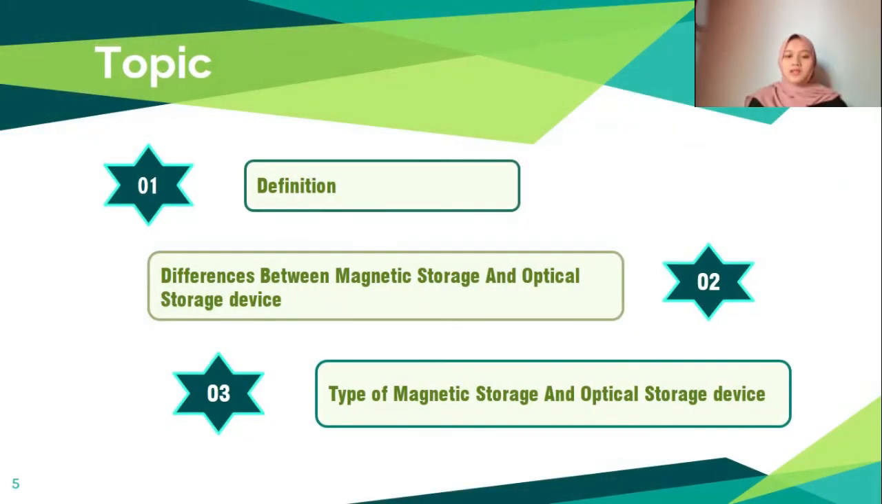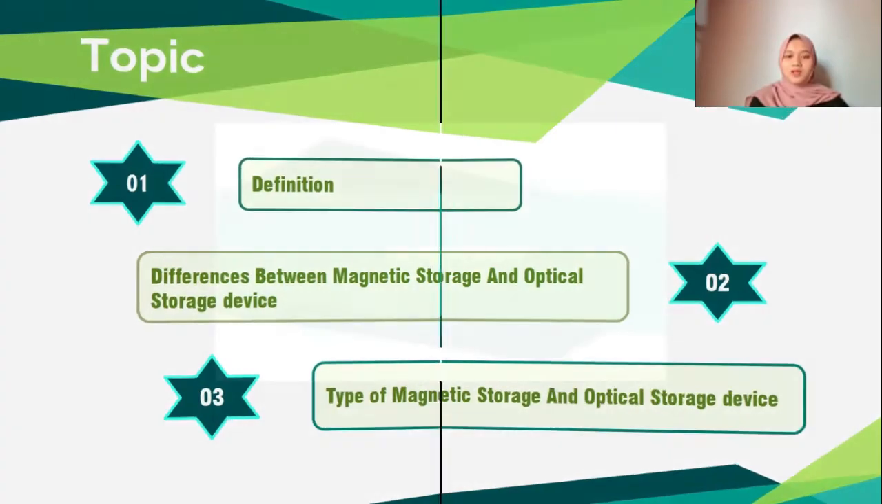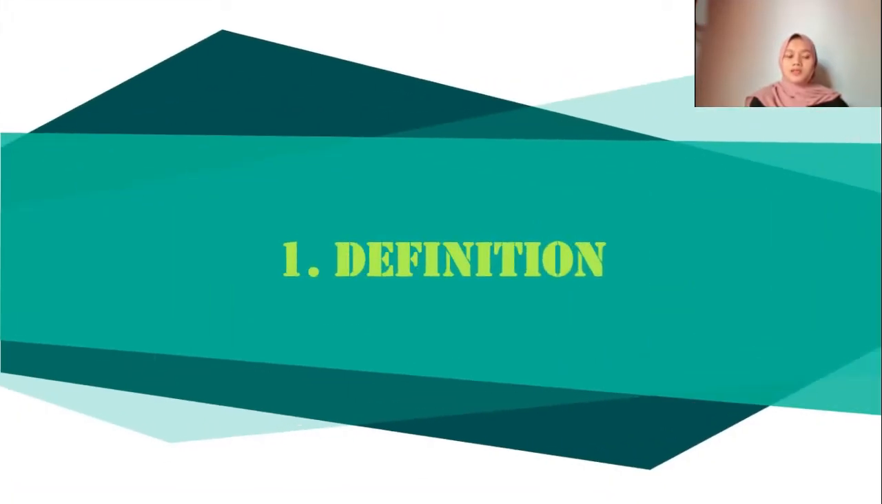Okay, we have several topics that we will explain. The first is the definition of magnetic storage and optical storage device. The second topic is the differences of magnetic storage and optical storage device. And the third, or the last topic, is the types of magnetic storage and optical storage device. Okay, I will explain about the first topic, that is the definition of magnetic storage and optical storage device.